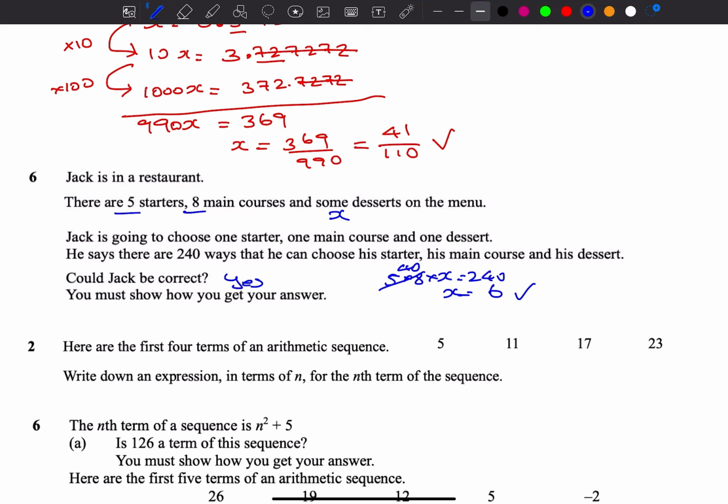Next one. Arithmetic sequence, what number are you adding? You're adding 6. So 6n. So you will go down 6, so minus 6. 5 minus 6 is minus 1. 6n minus 1 then.